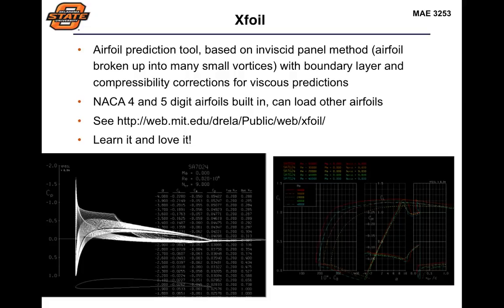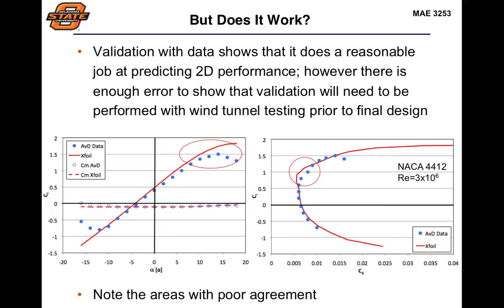So it will always be the one that we kind of go back to first. Now, of course, no tool is very useful unless it actually works. So here's a comparison. This is data from Abbott and von Doenhoff for a NACA 4412 at a Reynolds number of 3 million.